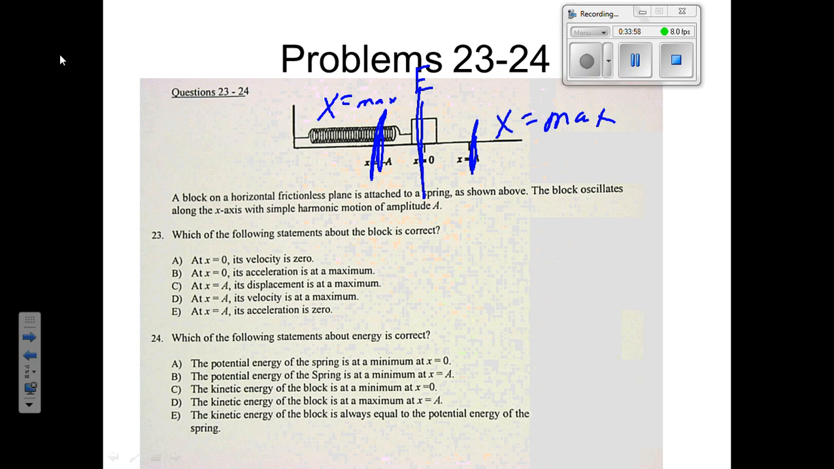Let's think about what we know. At x equals a max, what else do we know? At these 2 points that I have marked up in lines, for x is max, what else do we know? Velocity is 0, stops. Acceleration is a max here, and here it's going to be a max which way? To the right. Over here, acceleration is a max. To the left. What else is maxed out at these 2 points? The force.